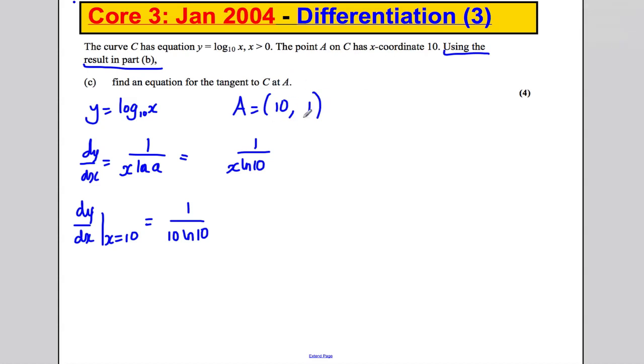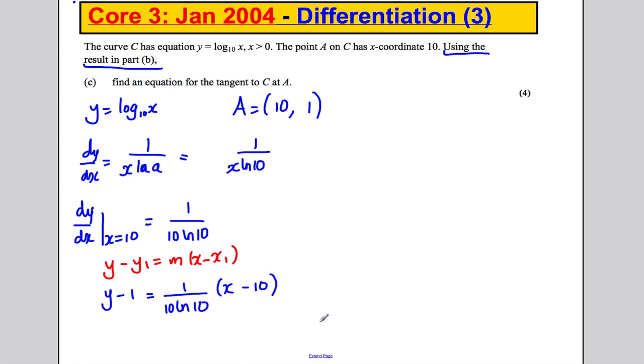Okay, and now we've got a point on the line and we've got the gradient. So we use y subtract y1 is m times x subtract x1. And we would say that y subtract 1 is 1 over 10 ln 10 times x subtract 10. And I mean, that's the answer there. It hasn't asked us to simplify it. We could just say y subtract 1 is 1 over 10 ln 10 x, and then multiplied by this would be minus 1 over ln 10.